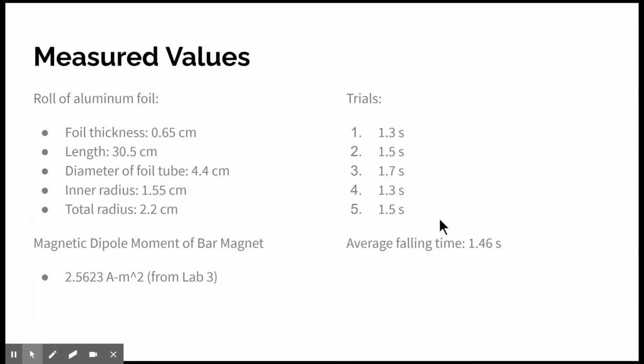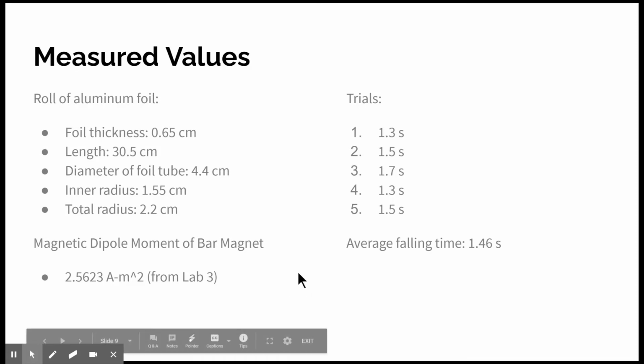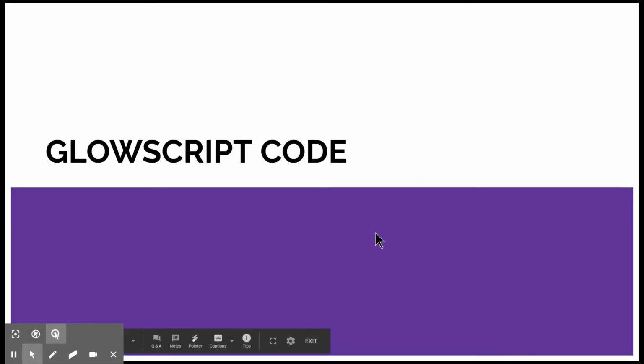I measured the aluminum foil roll to be these precise measurements, which I will use later on in GlowScript. Also, I used the magnetic dipole moment of 2.5623 ampere meter squared from Lab 3, and I found the average fall time of the bar magnet to be 1.46 seconds through the tube. Now on to the code.